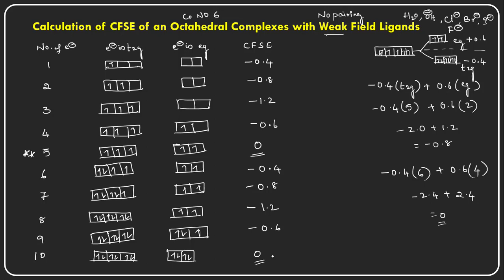So in the presence of weaker field ligands, these are the crystal field stabilization energy values. And the crystal field stabilization energy values of the octahedral complexes are 0 for 5 electrons as well as for 10 electrons, that means 0 and 0. So these are the crystal field stabilization energy values for the octahedral complexes.